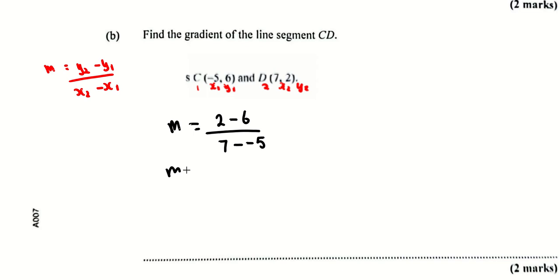Right, so m would be 2 minus 6, which is minus 4, and 7 minus negative 5 means 7 plus 5, which is 12. Alright, 4 into 4, 1. 4 into 12, 3. So my gradient of CD is equal to negative 1 over 3. And that is how you would do this question right here.